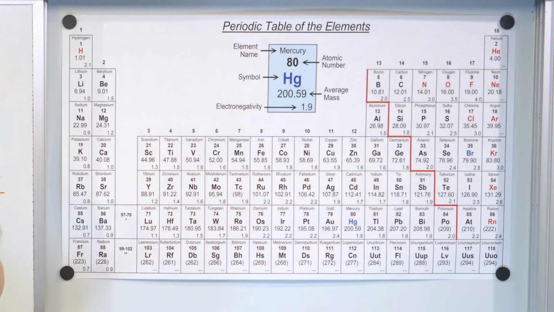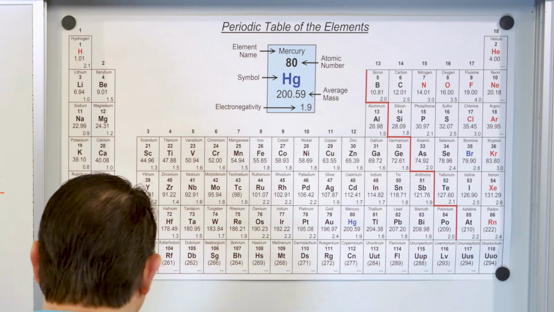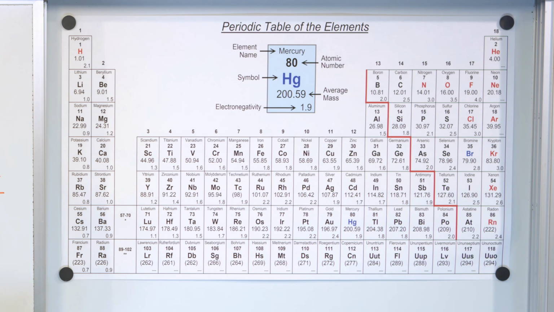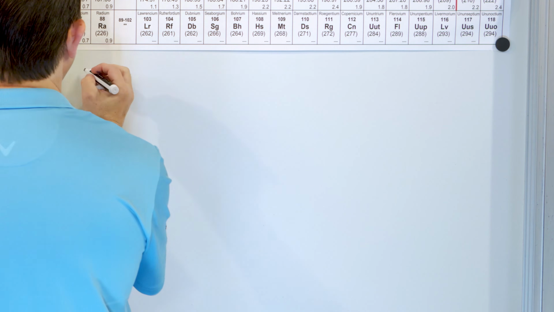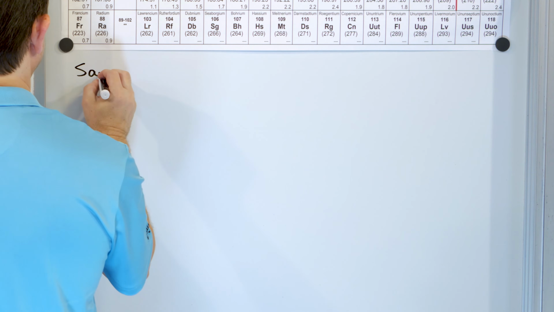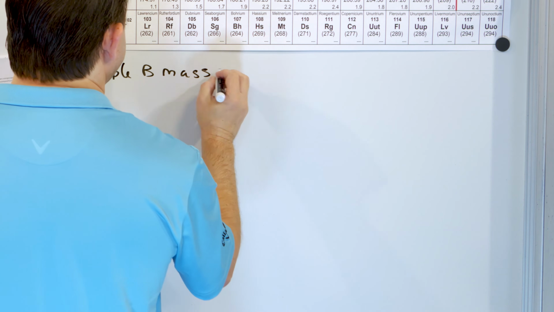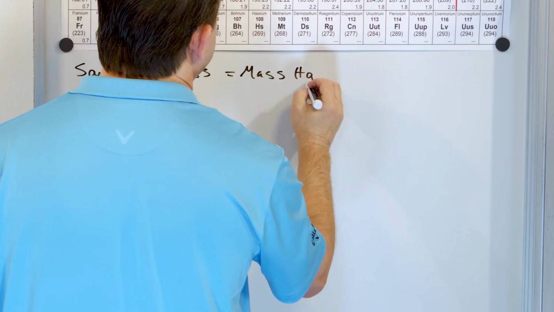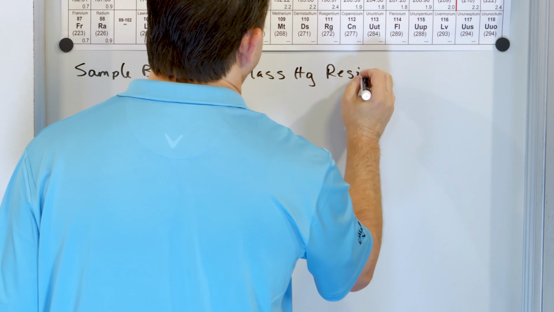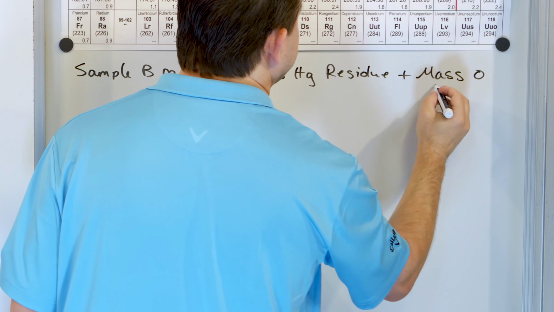So what we can do is we can do a similar kind of little equation here, where we can basically write down, let me just catch up to where I'm at here, where we can say sample B mass is, it's the same thing. It's the mass of Hg, mercury residue, plus the mass of oxygen escaped.